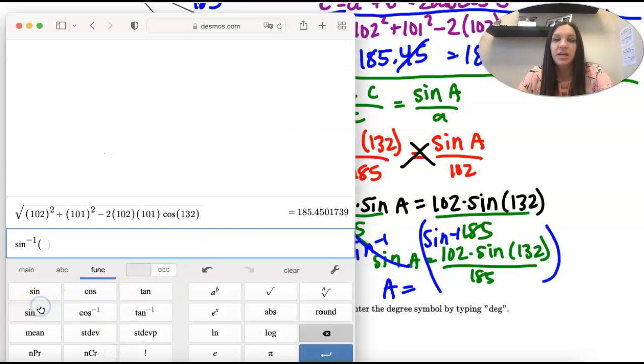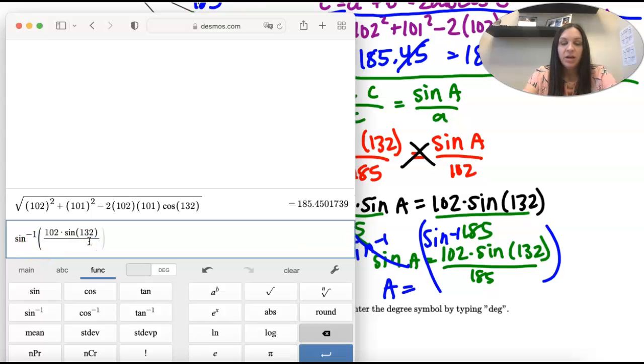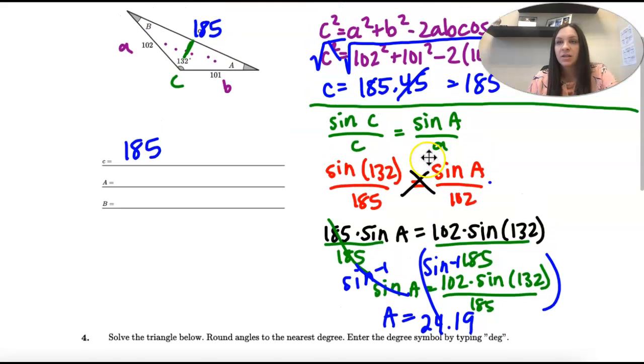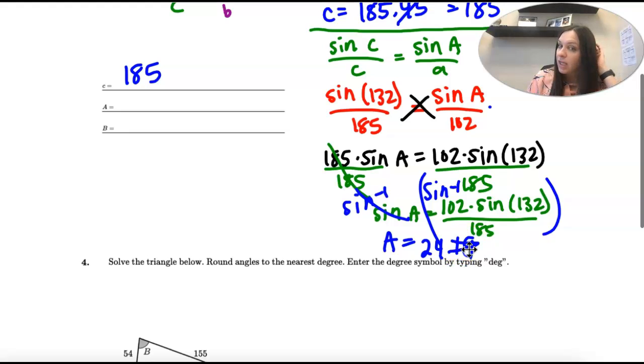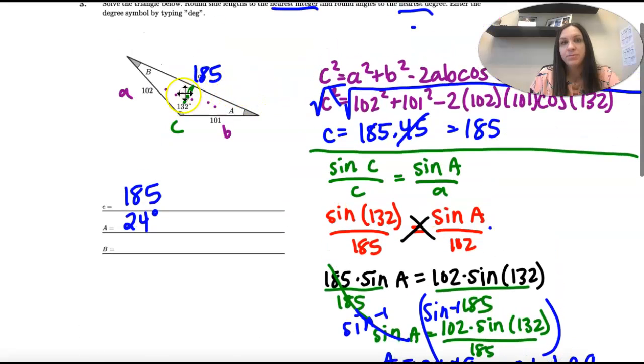So inverse sine of 102 times sine of 132, all divided by 185, which is 24.19, but it tells us to round to the nearest degree, so I'm going to round down to just 24. And when you type that in, remember you're going to do DEG to get the degree symbol.